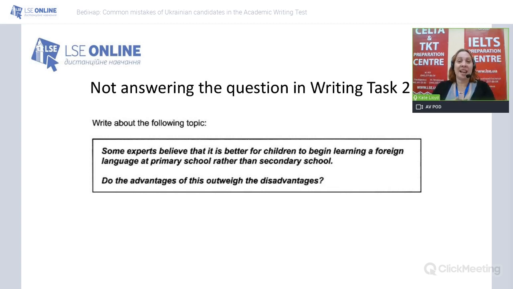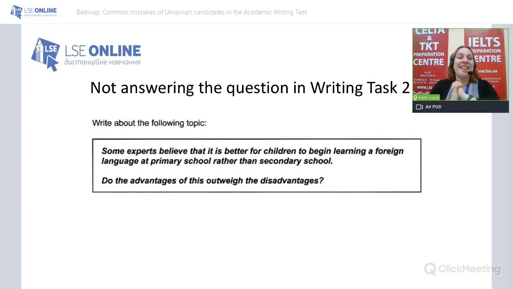This question is asking you to compare the advantages and disadvantages of learning a foreign language at primary school compared to starting in secondary school. So advantages might be that it's better to start learning languages as early as possible, as I'm sure you guys know. The disadvantages might be that children are not mature enough to learn languages. I don't know. It's your opinion.